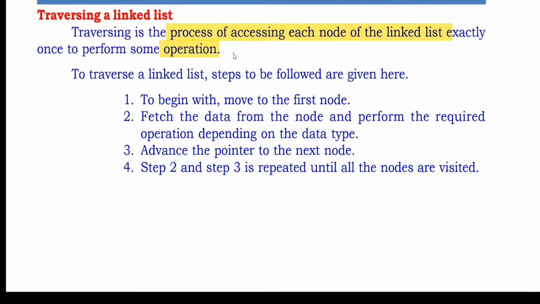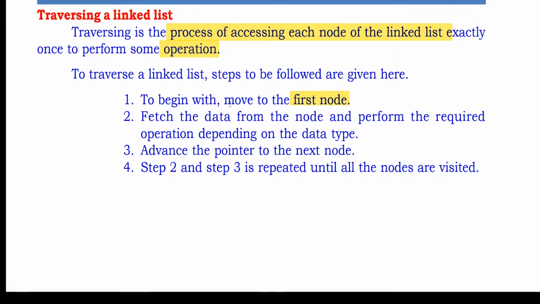Traversal is the process of visiting each element, performing some operation exactly once. That's what we are doing here. So to traverse through the linked list, what are the first steps to be followed? First, we have to move to the first node. Start contains the address of the first node.